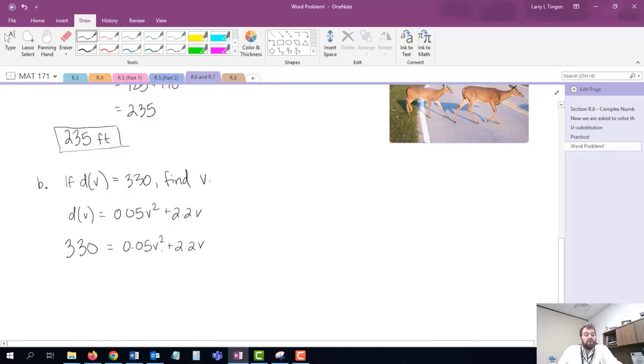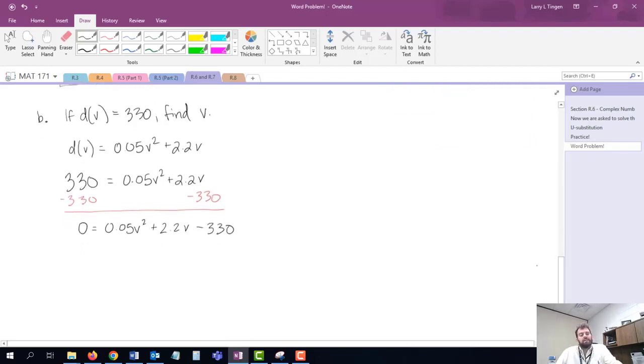All right, this is a quadratic. I have a square term, I have a variable to the first power term, and I have a constant. It's a trinomial, so I've got all three terms of the quadratic, which means in order to solve it, I'm going to get all the terms on the same side. 0 is equal to 0.05 v squared plus 2.2v minus 330. That is a quadratic.